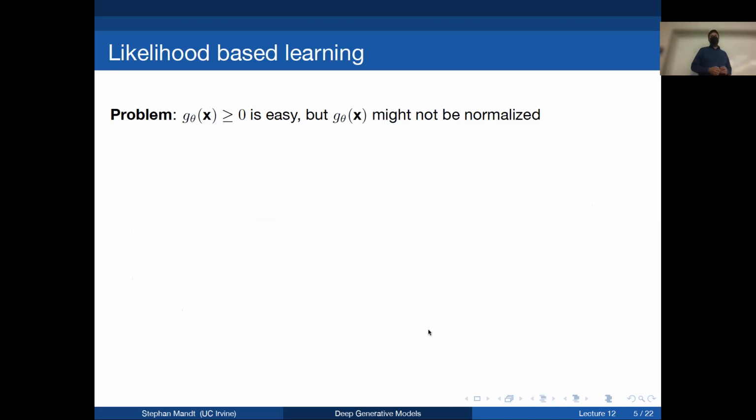All right. So to sum up, we just learned that coming up with some function g theta of x that is non-negative is easy, but making sure that it's actually normalized in general is going to be hard.